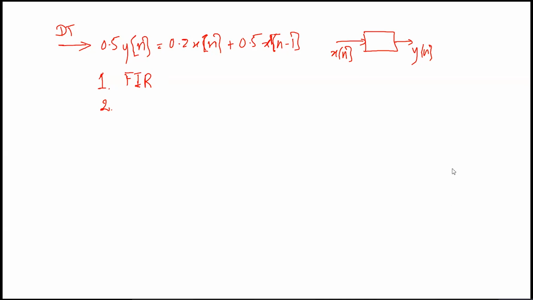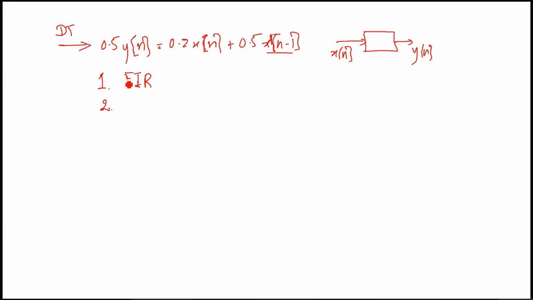Sir, in this, the x term has n-1, the previous term. Okay, Atazaz, you're right. So we are having feed forward terms only. We are not having any feedback terms. So this difference is present only in the x term. So this is an FIR because of that.